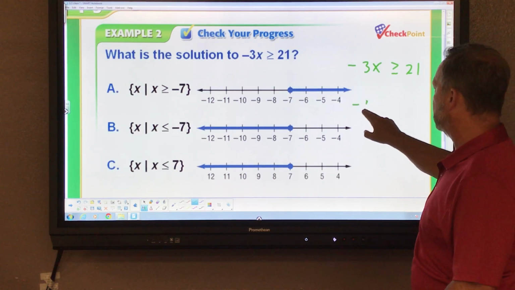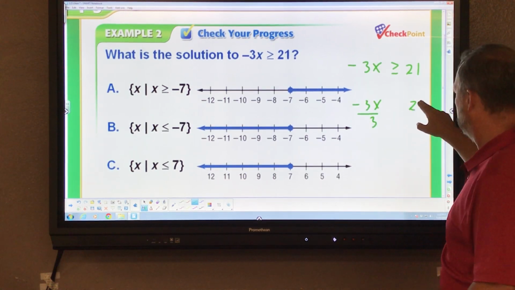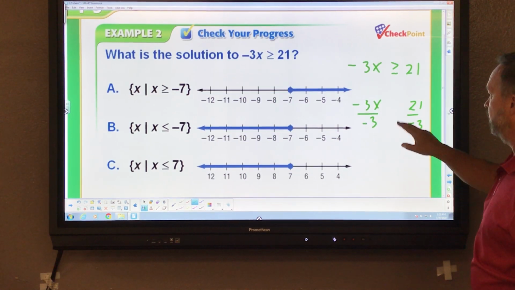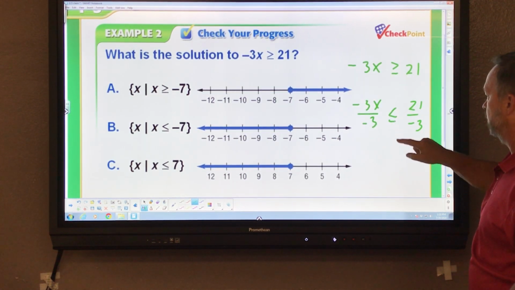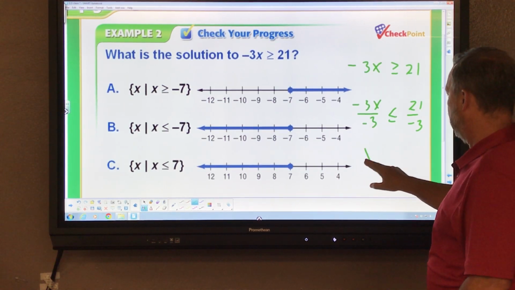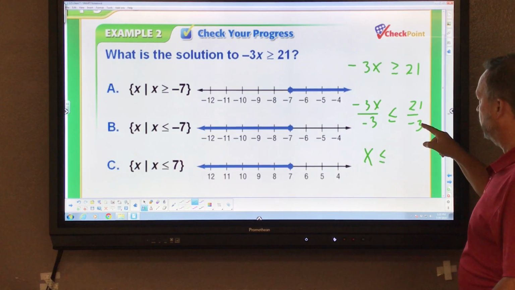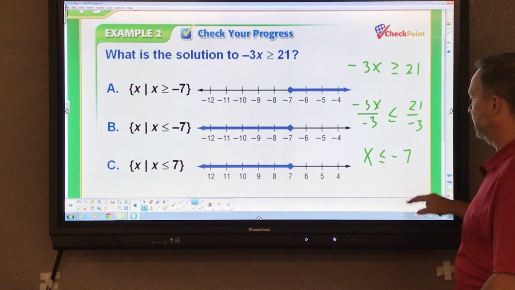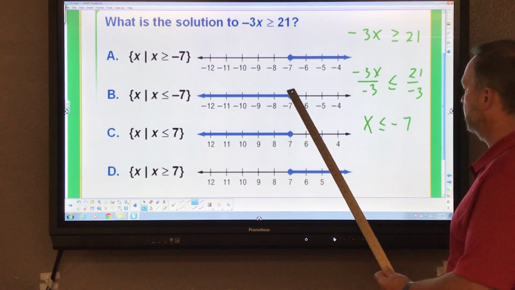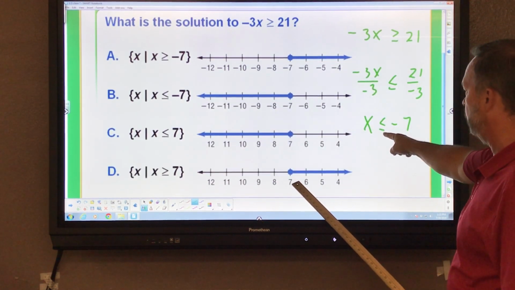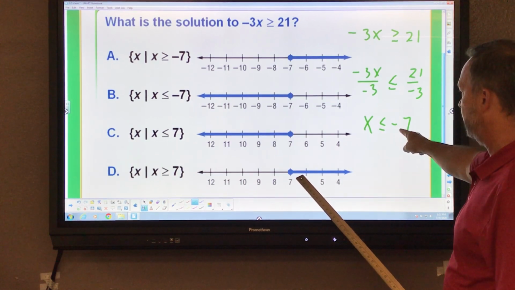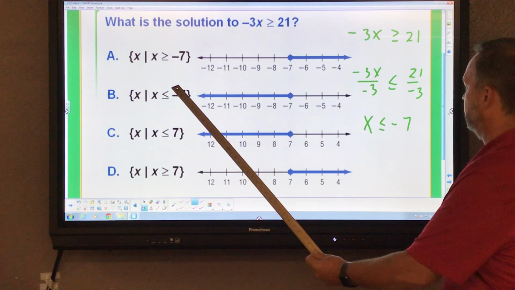But if I'm going to divide both sides by negative 3, and that's what I would want to do, get rid of the multiplication of negative 3 by division by negative 3, then I've got to flip that symbol. You just got to remember to do it. You just got to discipline yourself to do it. So x is greater than or equal to 21 divided by a negative 3, which is a negative 7. All of these have the dot filled in, so that's good because that works. But which one has the less than negative 7? That would be the B. Set builder notation.